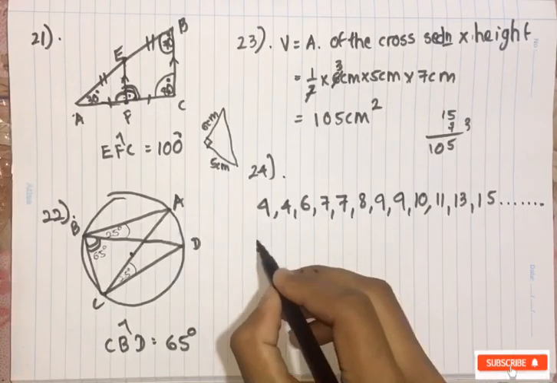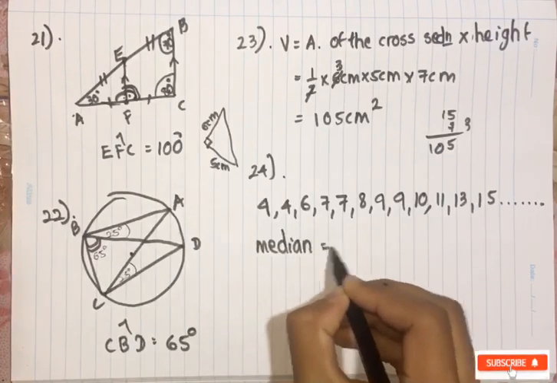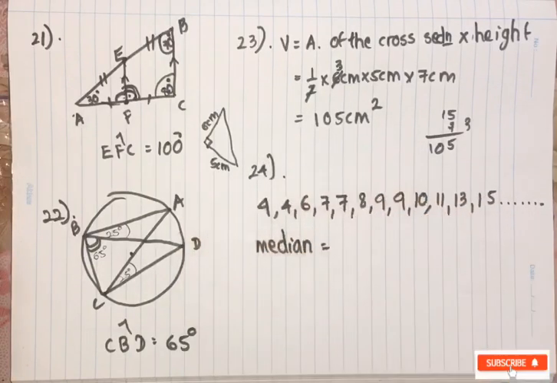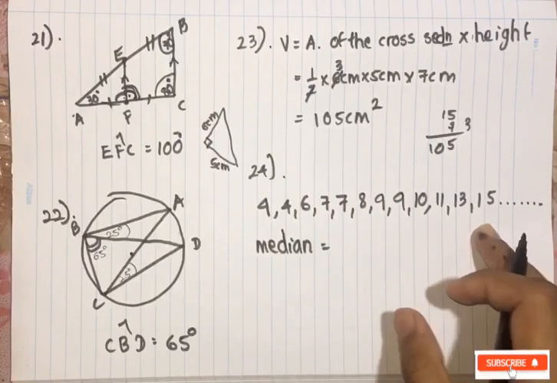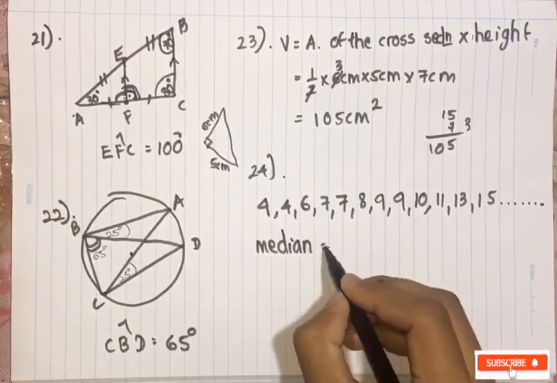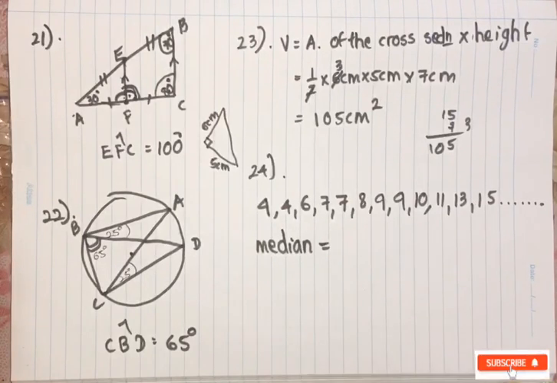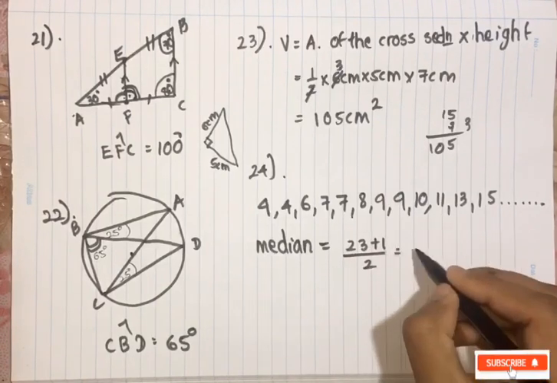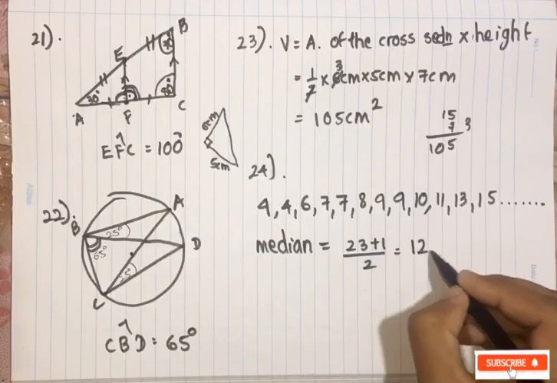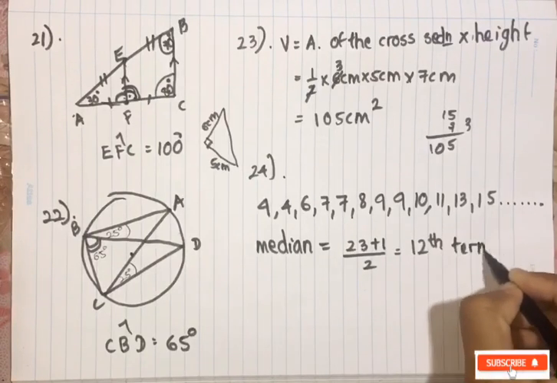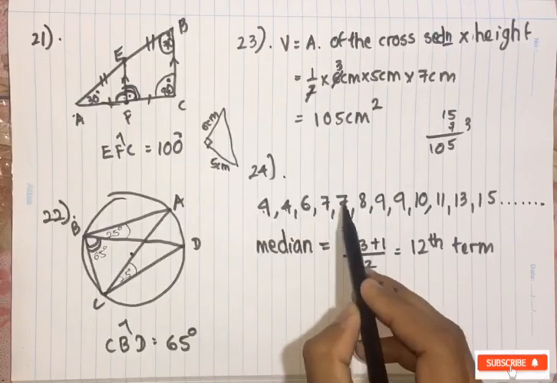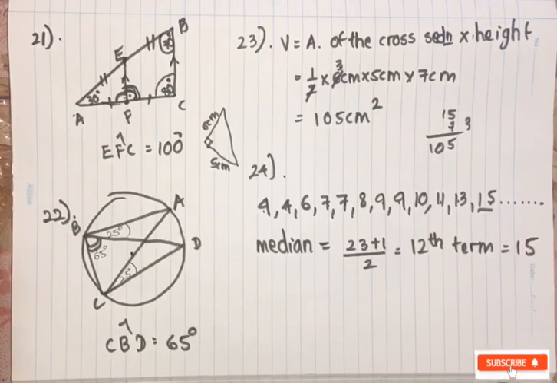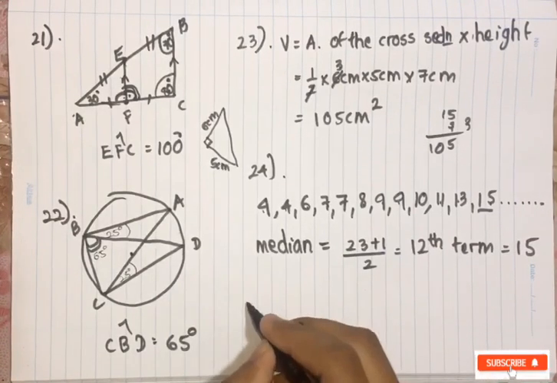In this you have to find the median. The median is the number which is in the middle when the numbers are arranged in the ascending order. Since this is arranged in the ascending order, you don't have to make any changes. Altogether there are 23 data. So in order to find the median, you take 23 plus 1 divided by 2. So 24 divided by 2 is 12. Therefore the median is the 12th term. Which term is 12? 1, 2, 3, 4, 5, 6, 7, 8, 9, 10, 11, 12. Therefore the answer is 15.